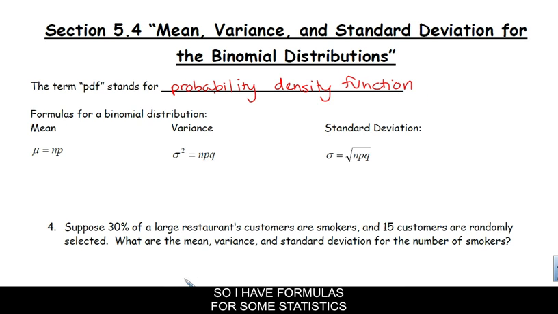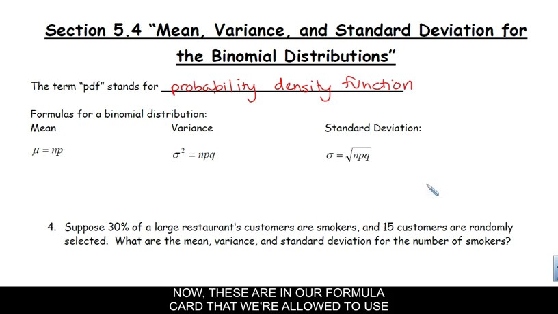So I have formulas for some statistics that we want to talk about for a binomial distribution. In the last section, we talked about probabilities. So we said what was the probability of getting 2 smokers, or what is the probability of finding 4 or more smokers in our party of 15 customers. And this time I want to talk about the average and the standard deviation. And we have these formulas here.